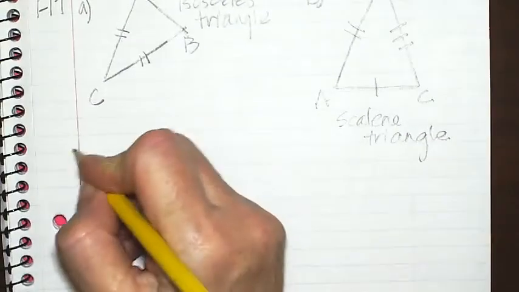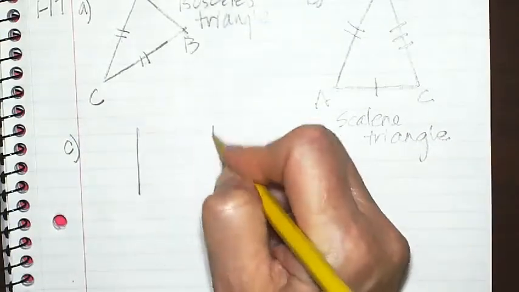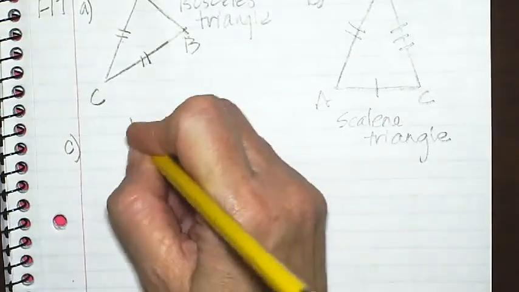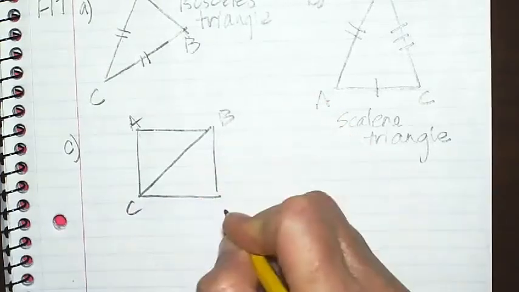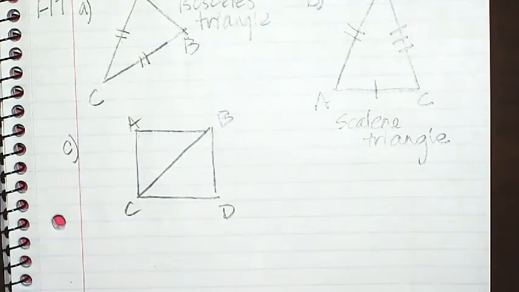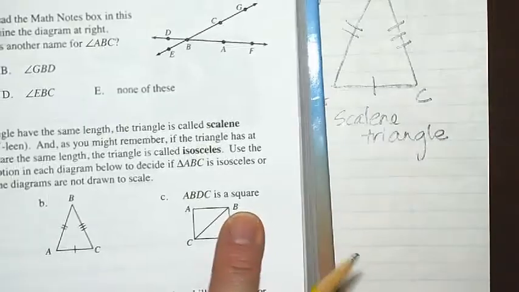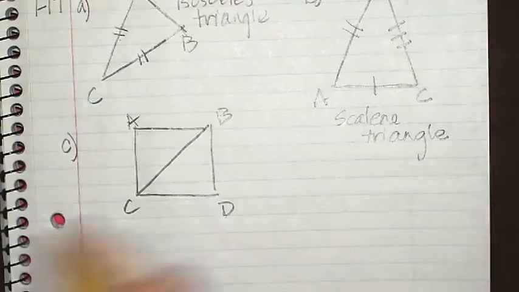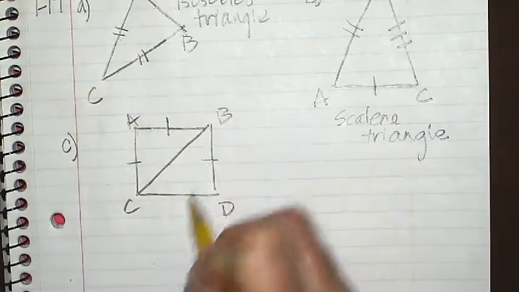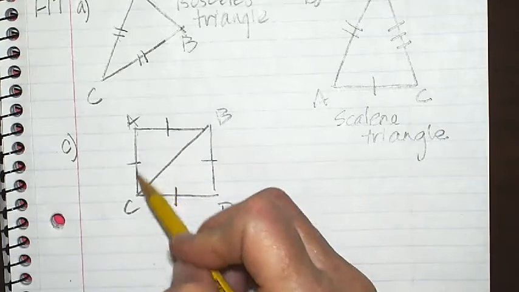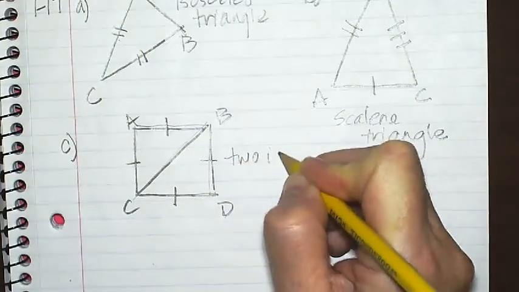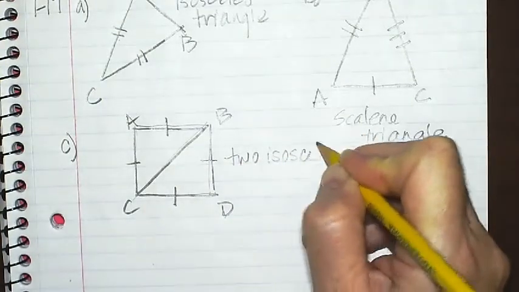Okay, and then part C, we have a square with a diagonal. Well, if this is a square, and I'm not making an assumption that it's a square, which we don't make assumptions when it comes to geometry. If this is a square, all four sides must be the same. So we have an isosceles triangle here, and we have an isosceles triangle here. So we have two isosceles triangles.